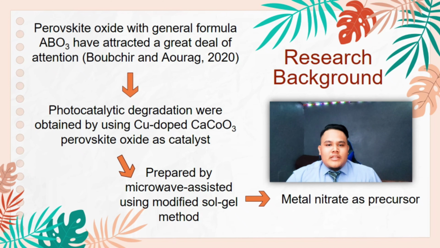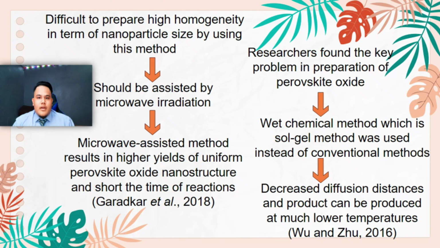So, photocatalytic degradation of methylene blue was obtained by using Cu-doped CaCoO3 perovskite oxide as a catalyst. This perovskite oxide was prepared by microwave assisted modified Sol-Gel method, and metal nitrate has been used as a precursor. For the problem statement, current researchers found that the formation of this perovskite oxide is very dependent on its preparation method. It is difficult to prepare high homogeneity in terms of nanoparticle size by using Sol-Gel method. Thus, it should be assisted by microwave irradiation.